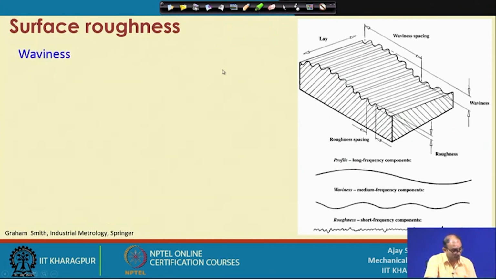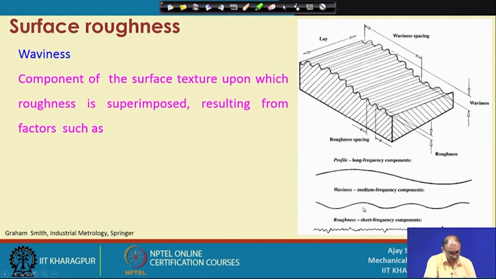Now, coming to the same operation, but it is waviness. Now, what is going to happen with the waviness? It is the component of the surface texture upon which the roughness is superimposed, resulting from the factors that we will see now. Waviness is the component on which the roughness is superimposed.